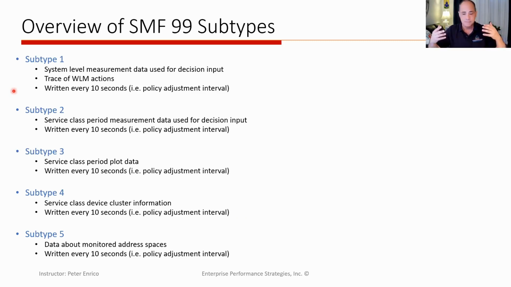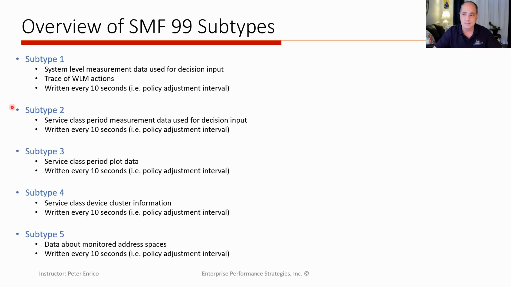How busy is the system? What's actually happening on the system? What's the storage usage? What's the dispatching? What's the workload going on? The IOs and things like that. What's the consumption of the system? And again, this is at a system level. And this is also where we have WLM trace actions, which I'm going to give you examples of towards the end of this presentation, so we can understand WLM's decision-making process. So think of subtype 1 as being a system level record that helps us monitor the system.